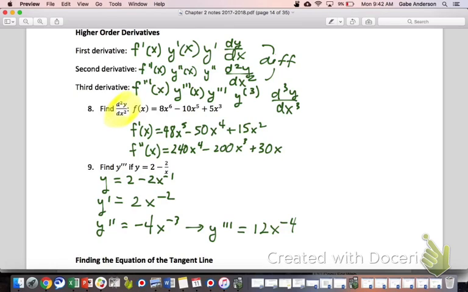Of course, if you wanted to, you could rewrite this to be 12 over x to the fourth. Certainly nothing wrong with that, and that might be a good move to do, but you can leave it with the negative exponent as well. Any questions? Does that flow pretty well for you? All right, let's keep moving.